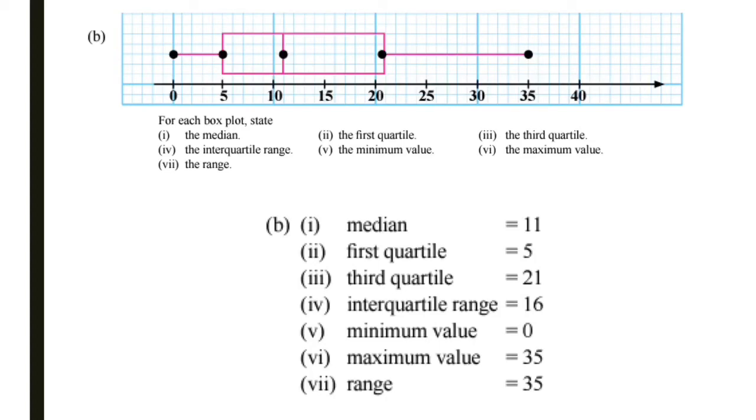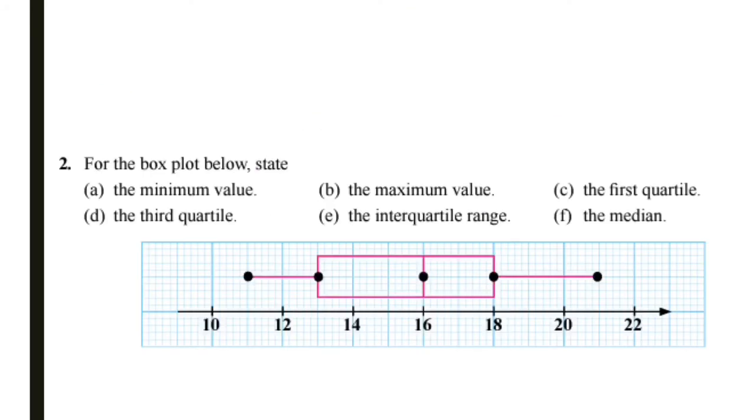Okay, minimum value is 0. Maximum value is 35. The data to the right is 35. And the range is the difference between maximum and minimum value, which is 35 minus 0. So the range is 35.